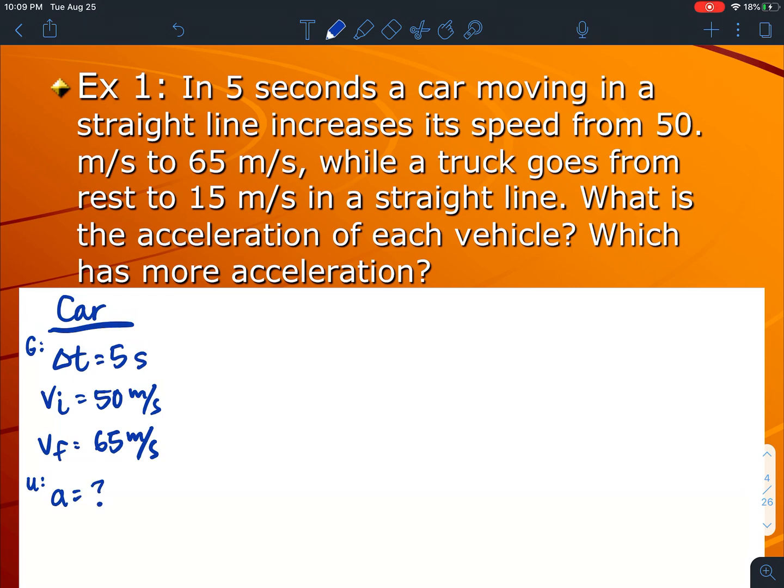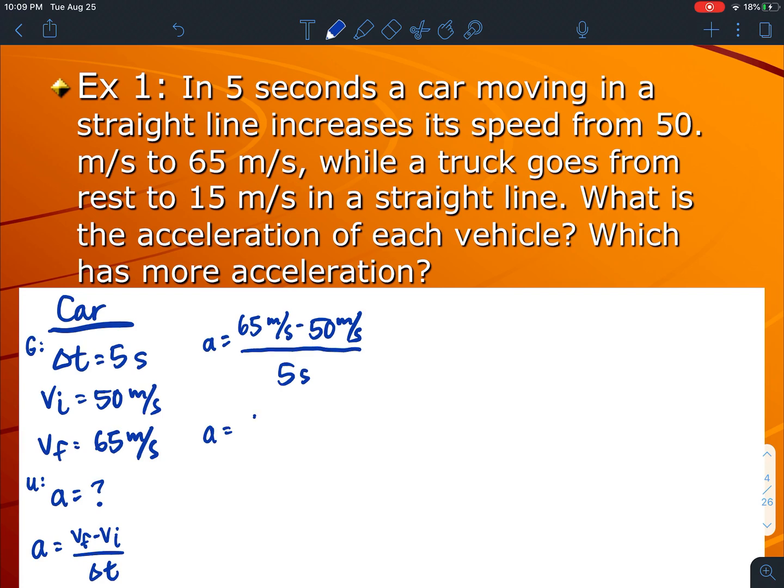So since we're looking for A, we want to use the equation that says A is equal to VF minus VI over delta T. I can plug in my numbers to solve for that. So I had 65 minus 50 over 5 seconds.